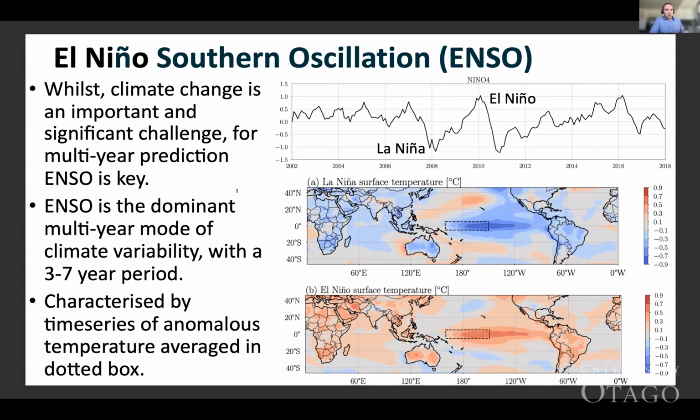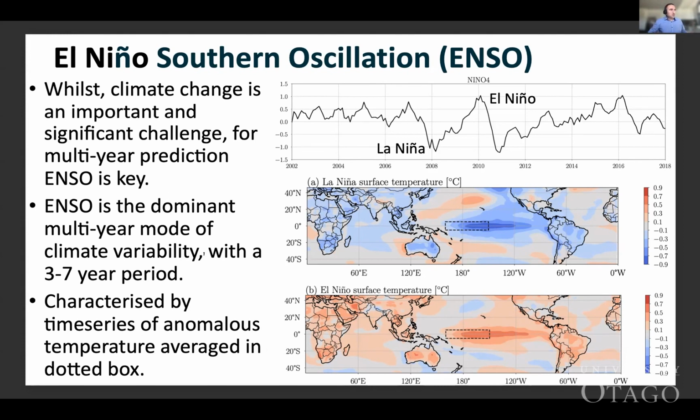Whilst climate change is most definitely an important and significant challenge, for multi-year predictability, ENSO is really key. It's the dominant multi-year mode of climate variability. It has a period of anywhere between 3 and 7 years. Strong El Nino or La Nina events can last for 1 or 2 months, but to go from one El Nino to a La Nina and back again would take up to 7 years.